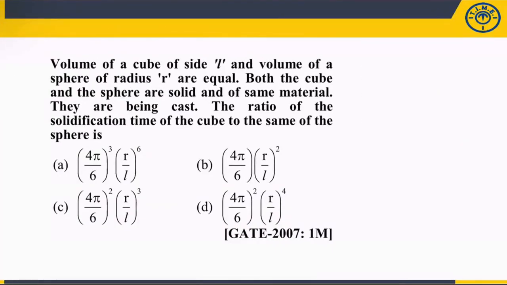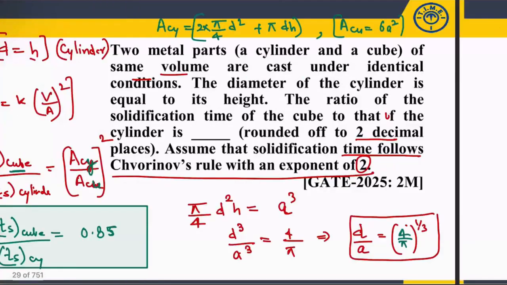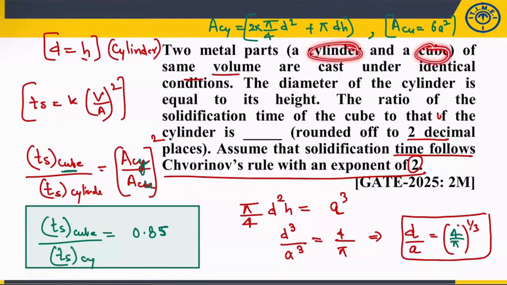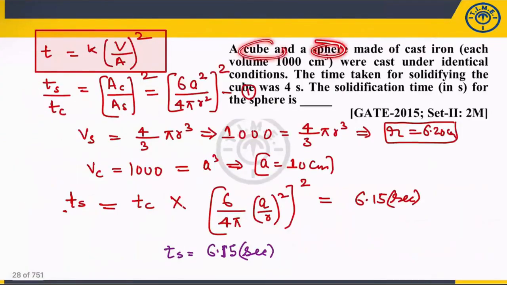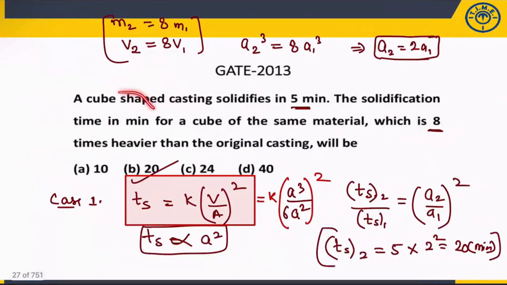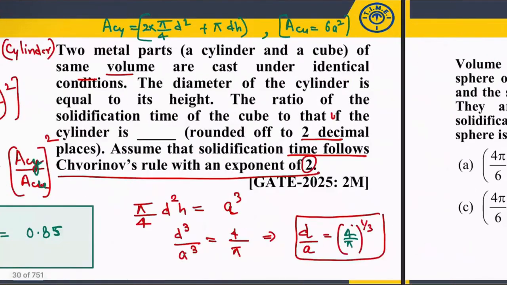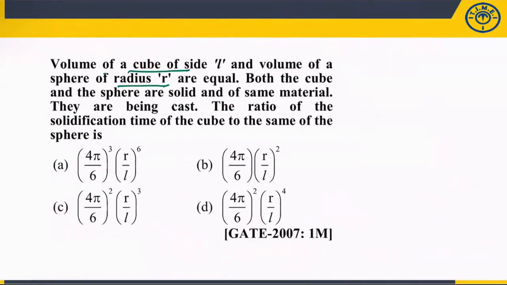Now, this is the question. They have asked one more question, volume of cube and the volume of sphere. See, now if you see, here they have asked cylinder and cube. Here they have asked cube and sphere. So this is the cube question only. Now they have framed cube and sphere. That's why I'm telling they are changing the shape and framing the question. What will be the answer for this question?